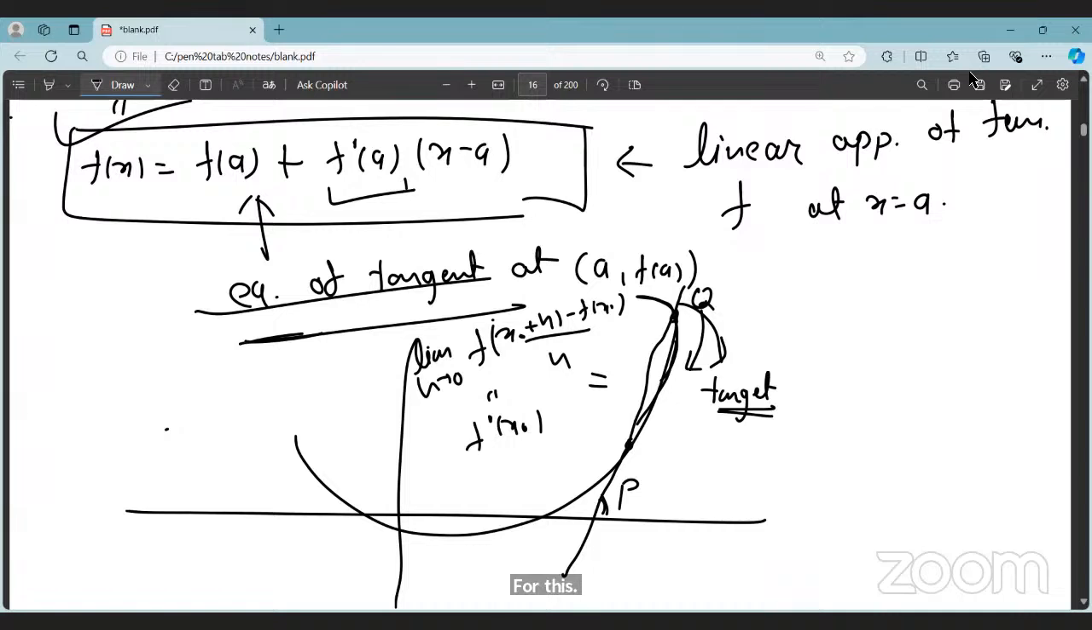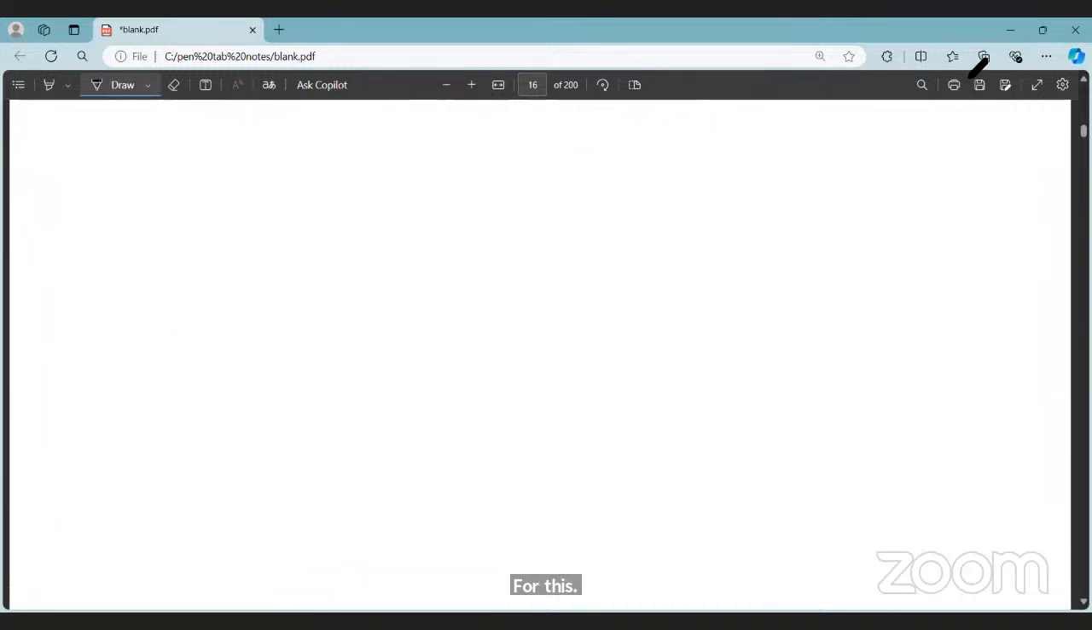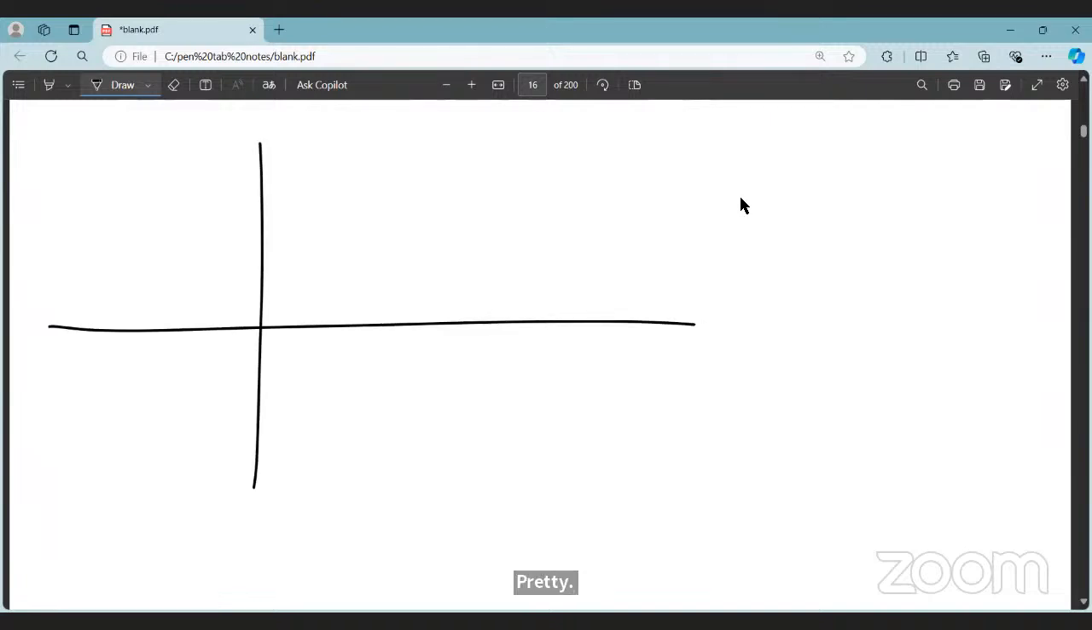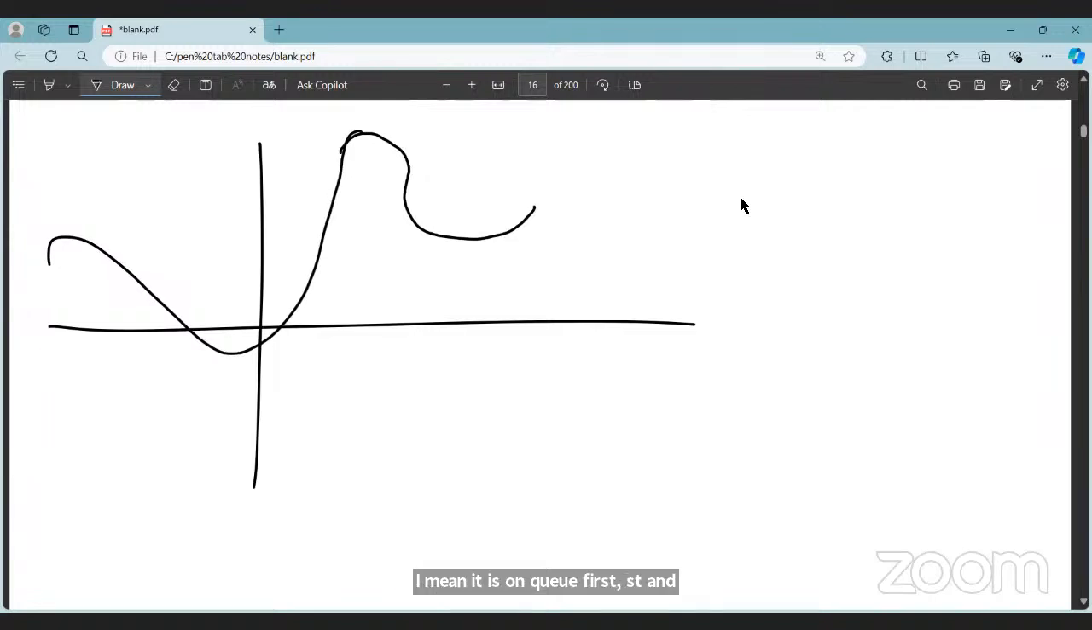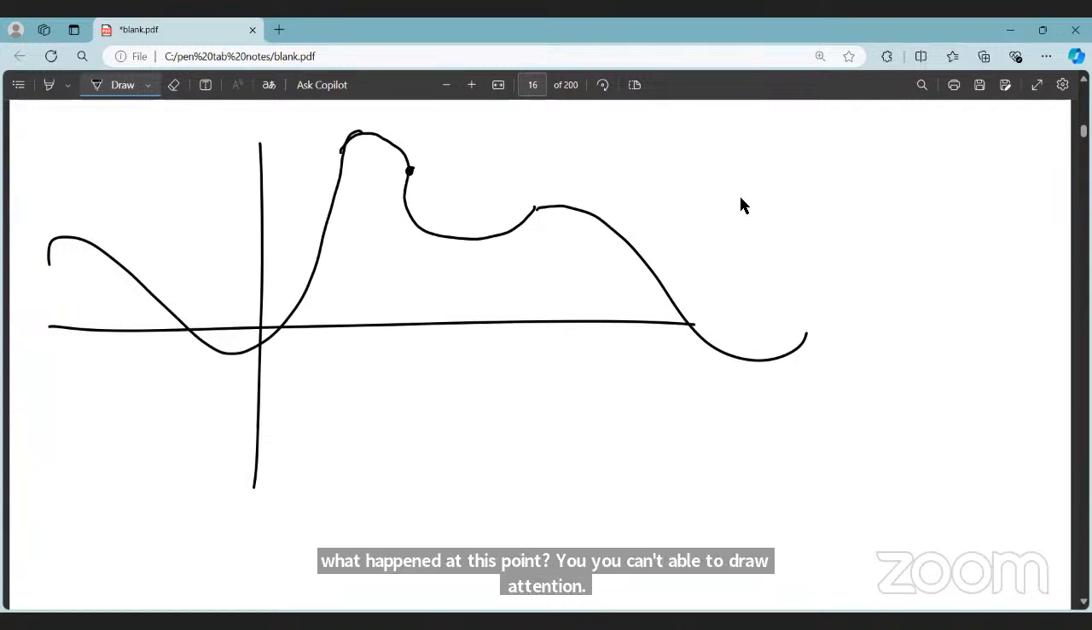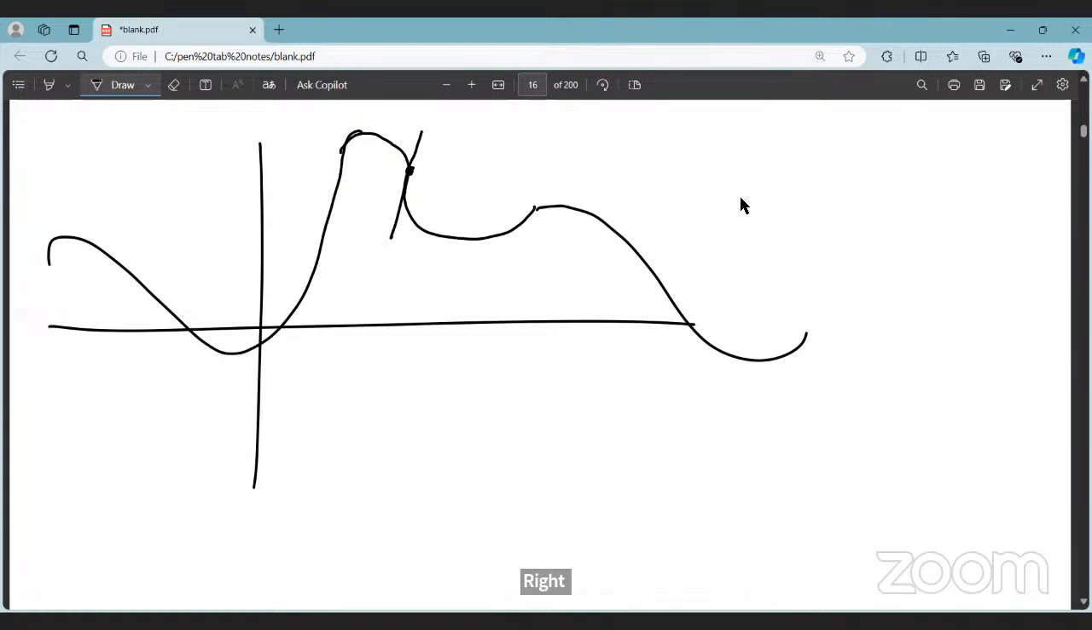But what happened now? Ma'am, please take an example of a polynomial function or any other function and calculate the value. Suppose your function is like this, concave first and convex after. Then at this point, you can't draw a tangent, right? Because if you draw any line, either it will get cut by the graph, or it will cut the graph, or it will become parallel to the y-axis.